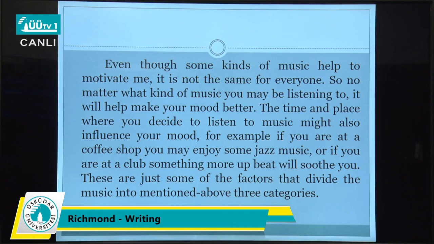So overall, in the introduction paragraph, we should introduce our subject. And in our body paragraphs, we should introduce our categories one by one. And at the end, we can restate our major points and our thesis statement, and we can give our opinion.